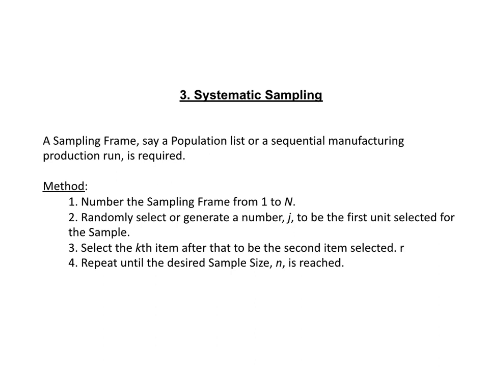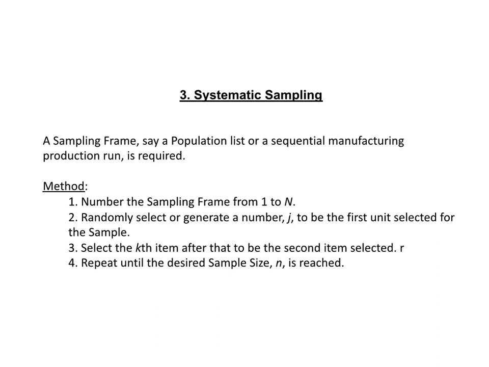The third and last method we'll cover is systematic sampling. To use this method, we need a sampling frame, which again is a complete list of all the items from which a sample will be taken. And here's the four-step process for performing systematic sampling.